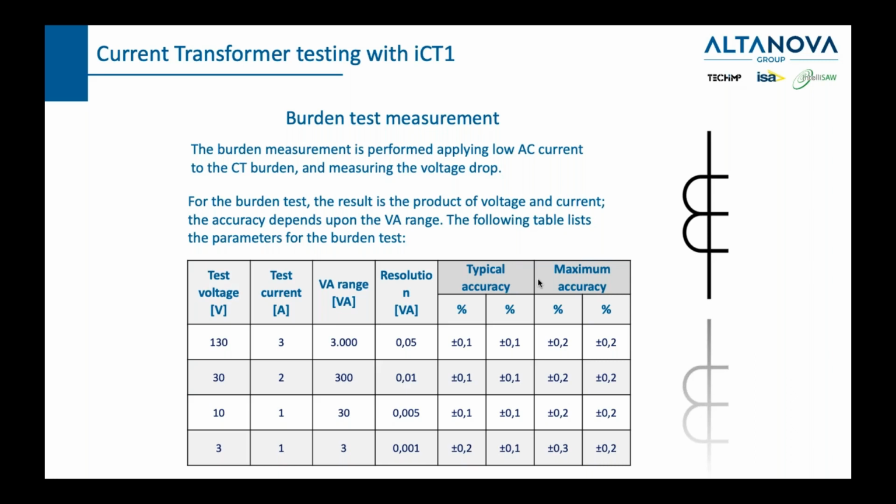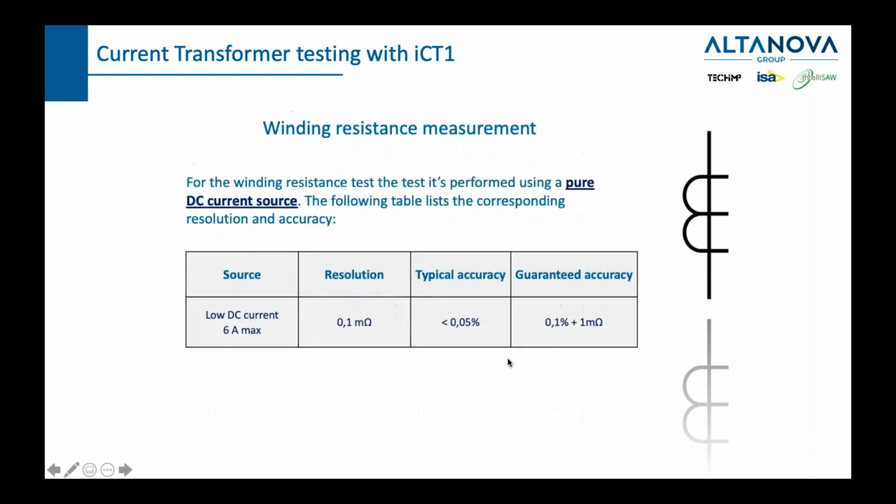Those values are between, let's say, 5, 20, maybe 30 volt-amps, and we can see the voltage ranges from 3 to 130 volts and the current tests between 1 and 3 volts. The VAs can also be quite high, and the resolution, including the accuracy, is more than satisfactory.